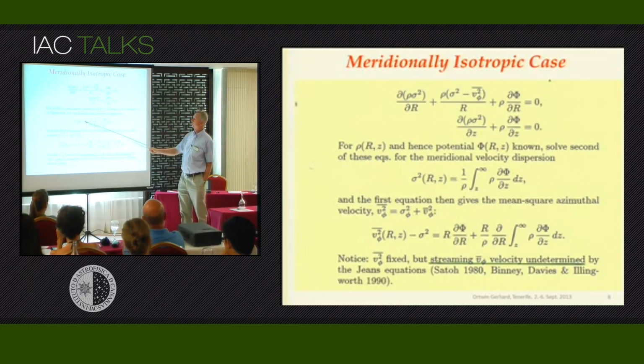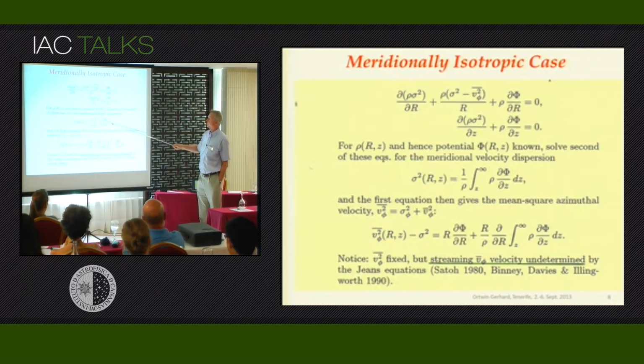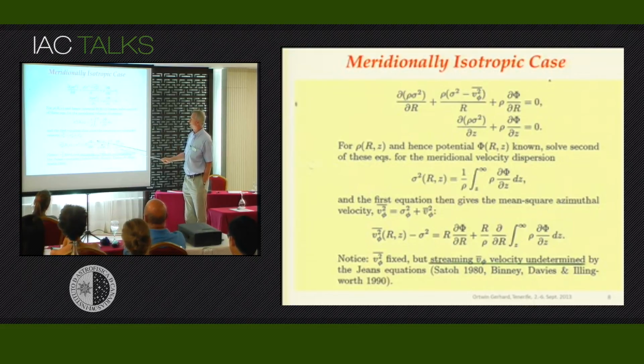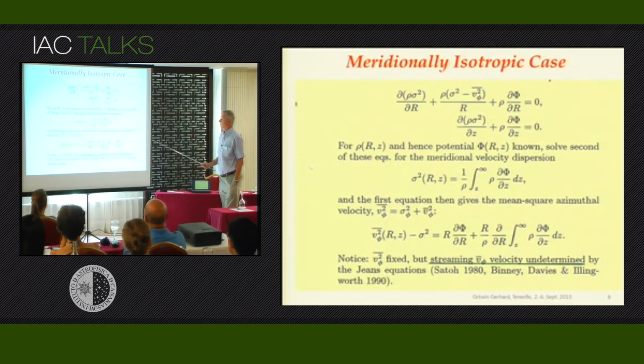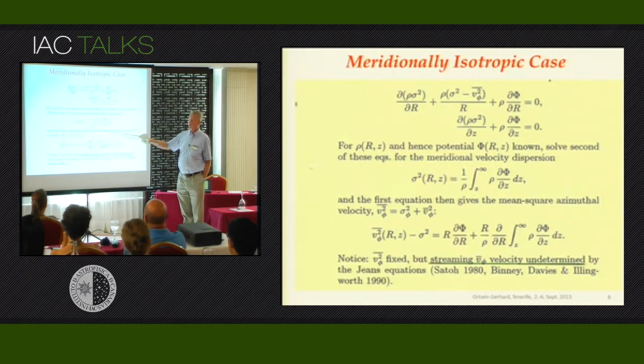So this is the two equations again. Now let's start with this equation here. This we simply integrate like in the spherical case, and then you can determine what sigma squared of R and Z must be. That's essentially the potential gradient times density integrated vertically up to infinity. And then the first equation gives you this V squared term, which is given by this expression. And that's just an algebraic reshuffling of the second equation.